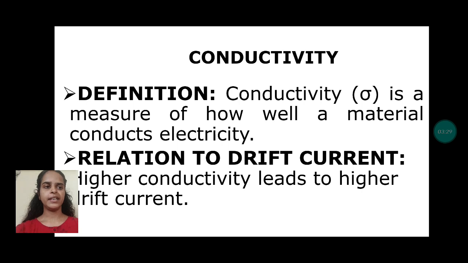Definition of conductivity. Conductivity, denoted by sigma, is a measure of how well a material conducts electricity. Relation to drift current: higher conductivity leads to higher drift current.